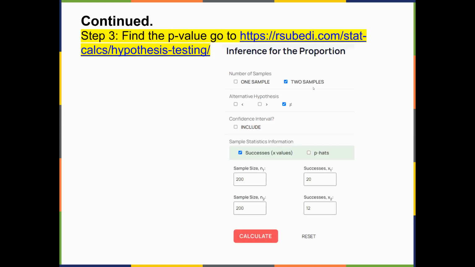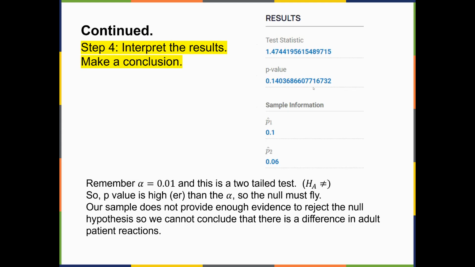All right, so let's go ahead and plug this into our inference for the proportion calculator. We have two samples, and our alternative hypothesis is that they are not equal. We're going to put in some sample statistics information. We have 200 in both samples, and the number of successes in the first sample is 20, and the number of successes in the second sample was 12. Right, hit compute, and we got our results. Our test statistic has a value of 1.47. Our p-value is 0.14. p-hat1 is 0.1, and p-hat2 is 0.06.